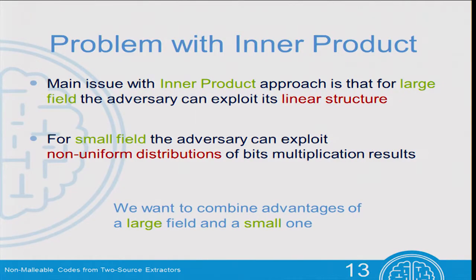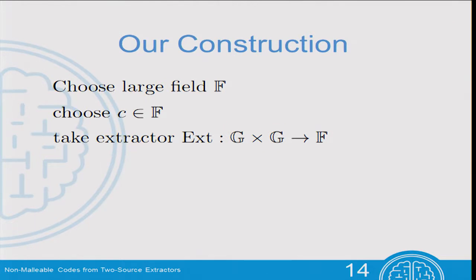First of all, it's not really a problem of inner product, because if you think of any other extractor, they all have some kind of group structure, linear structure, or something like that. And there is no reason to believe that the adversary won't be able to exploit it. So the thing is, we would like to really do something with the field. We would like to combine the advantages of the large field with the advantages of the small field. And here comes our construction.